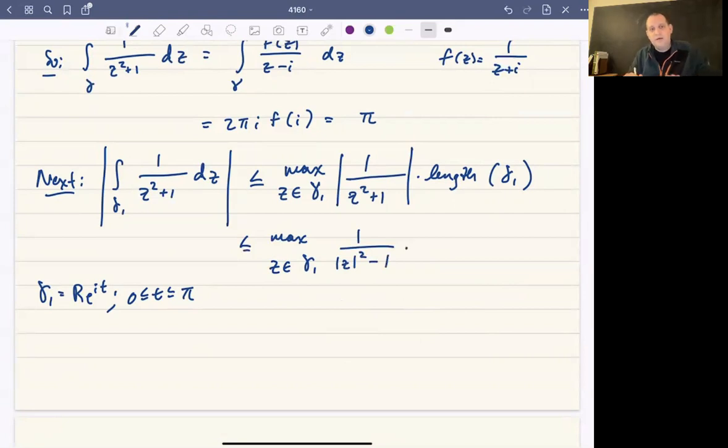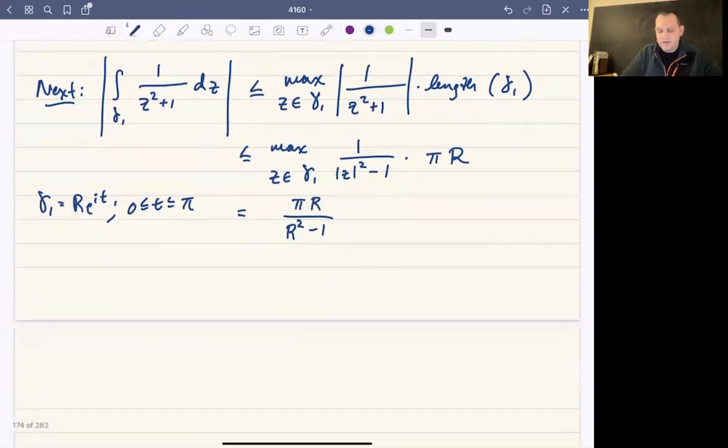Now gamma 1 is going to have a length pi times r, because it's just halfway. It's half of the circumference of a circle of radius r, so it's 2 pi r over 2. And if z is on the circle of radius r, then the modulus of z is going to be r. So this is going to be equal to pi r over r squared minus 1.